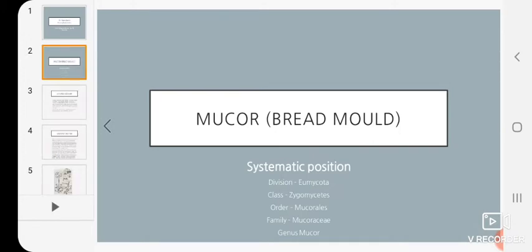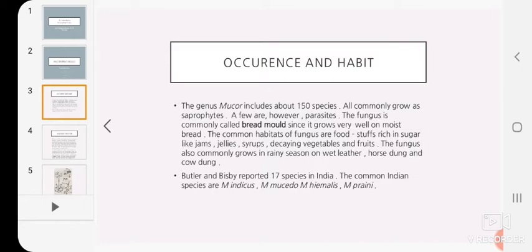Mucor, whose common name is bread mold, and its systematic position is division Eumycota, class Zygomycetes, order Mucorales, family Mucoraceae, and genus Mucor. And this includes 150 species, and its common name is bread mold. It has a saprophytic mode of nutrition.